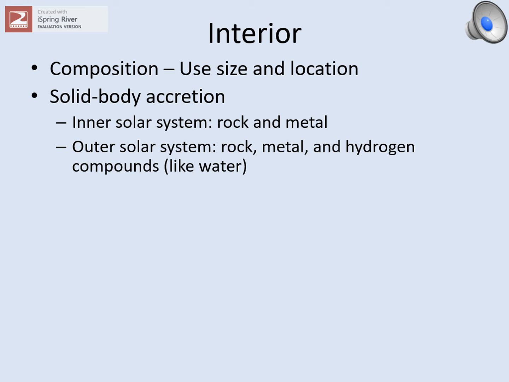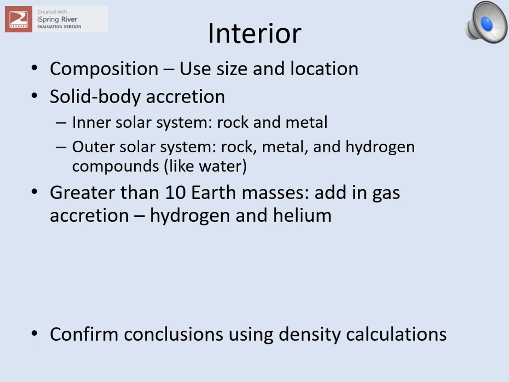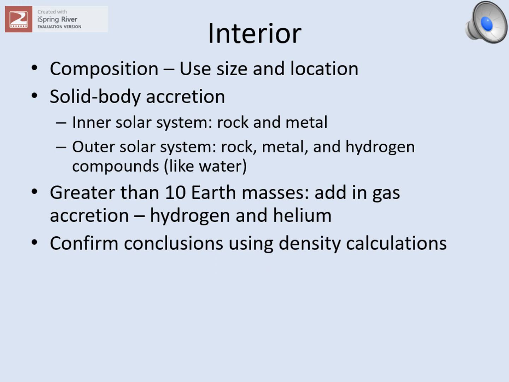However, if it gets above 10 Earth masses, then you would expect hydrogen and helium to also be an important part of a planet's mass. Note that for bonus points, you can do the density calculations for the planets you're working on to see if they support your conclusions. Remember to show your work if you do this.